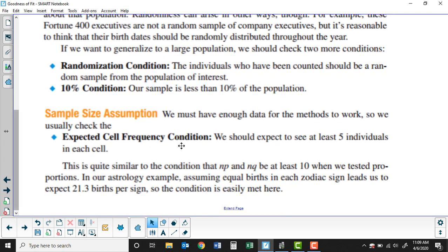And then here it says we have to have enough data for the methods to work, so we usually check the expected cell frequency condition. We need to see at least 5 counts in each cell. All right. So before we were using 10, this time we are using 5, because we have so many different categories. We might not be able to get 10 all the time. So it needs to be at least 5 for this.